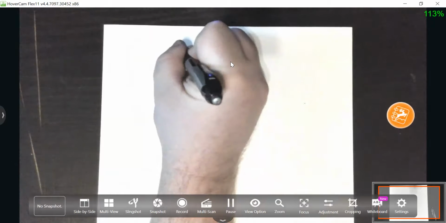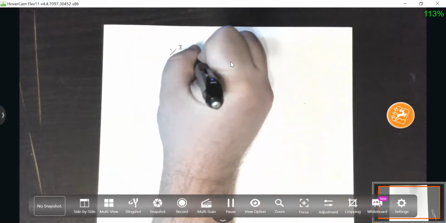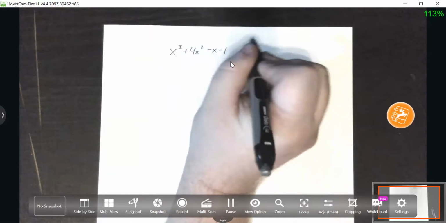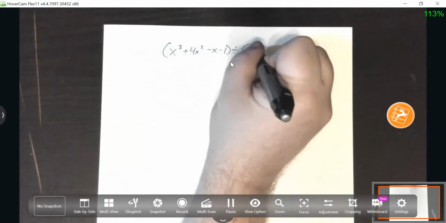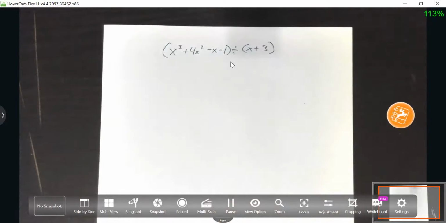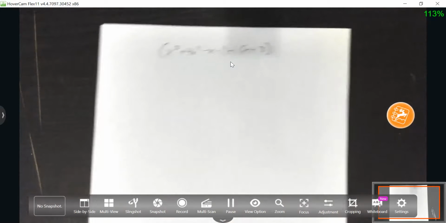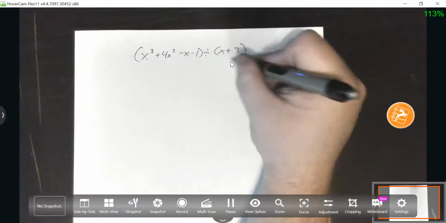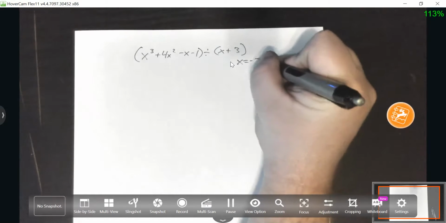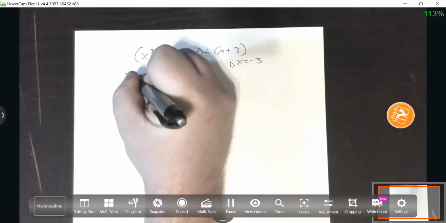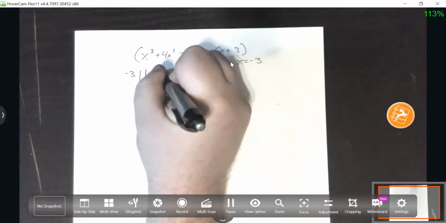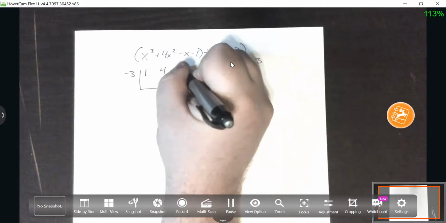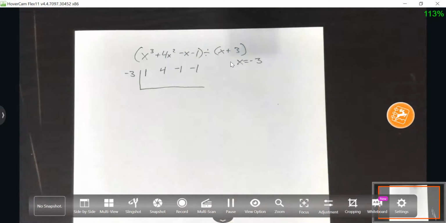Let's say we were doing x cubed plus 4x squared minus x minus 1 being divided by x plus 3. Okay, so looking at this factor, that means x would have been equal to negative 3. So I'm going to put negative 3 outside, and I write my coefficients. It's a 1x cubed, 4x squared, a negative 1x, and a negative 1.